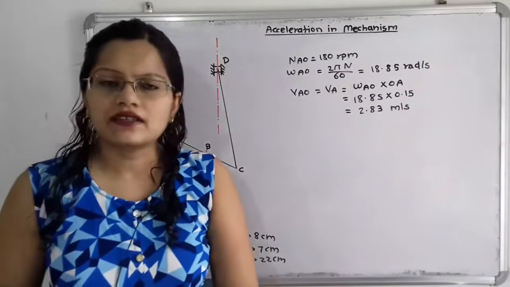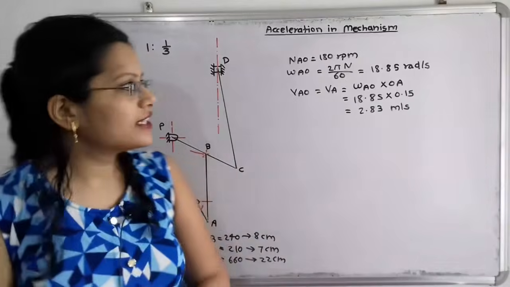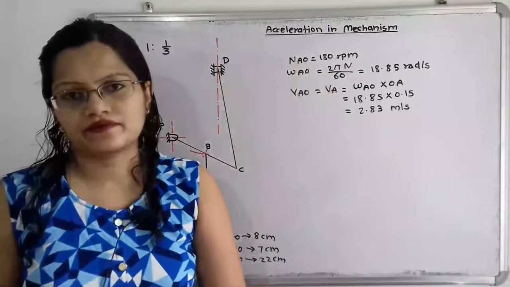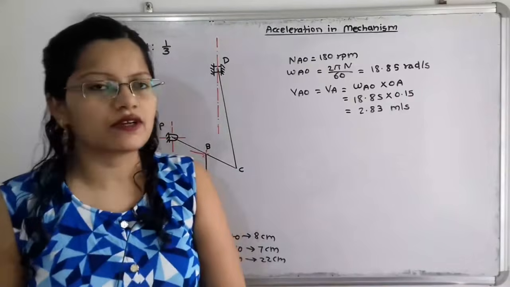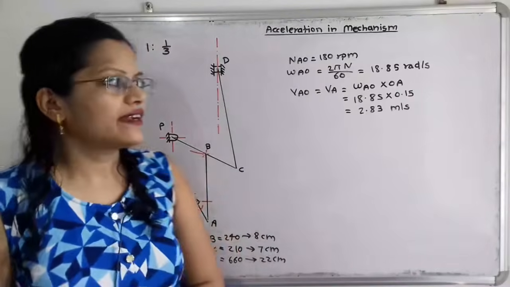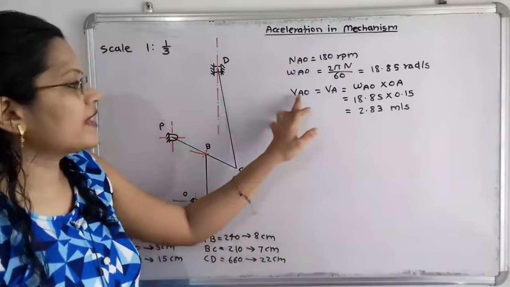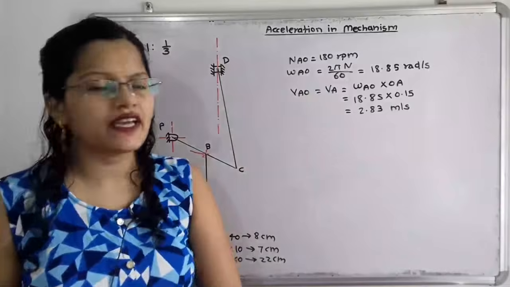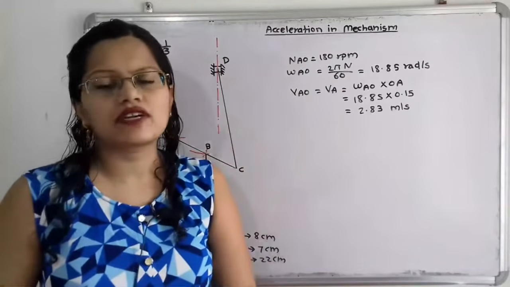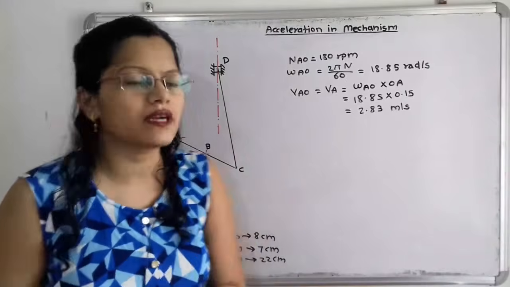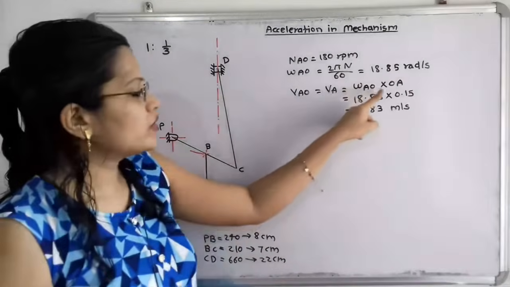So omega, that is angular velocity, is 2 pi n by 60. So n is 180 rpm. So 2 pi into 180 divided by 60, which is equal to 18.85 rad per second. And then the velocity of A with respect to O, that is VA, is the linear velocity. How to calculate? We know that it is angular velocity multiplied by the length of the crank OA. So omega AO into OA.